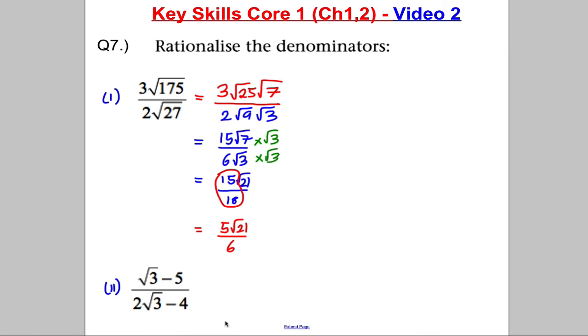Okay, and the last one, I'll move on to a new page to do the last one. We want to simplify this surd here, or rationalise it. Now, in this case, we can't simplify any of the surds, and they are a surd plus a number. So we're going to have to multiply the top and bottom by what it would take to, using a difference of 2 squares on the bottom to get rid of the surd.